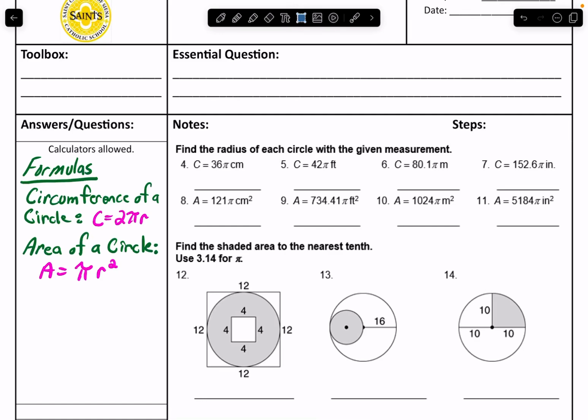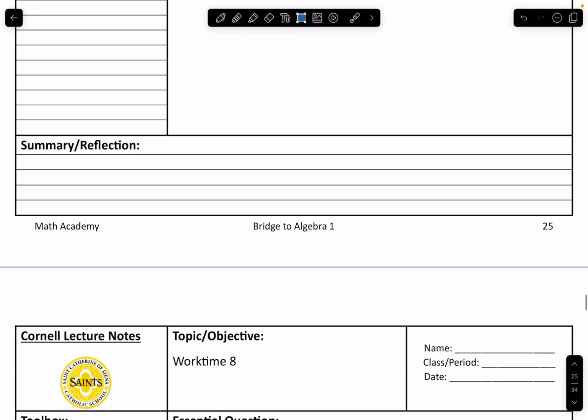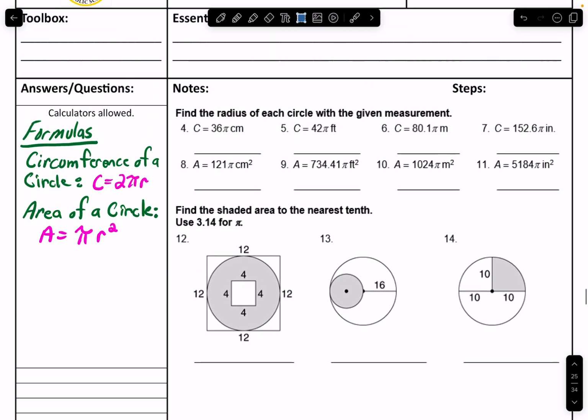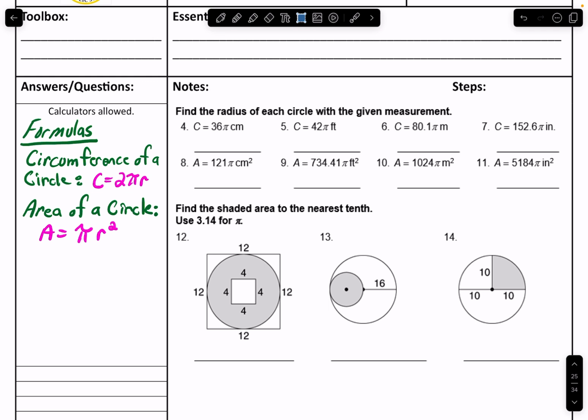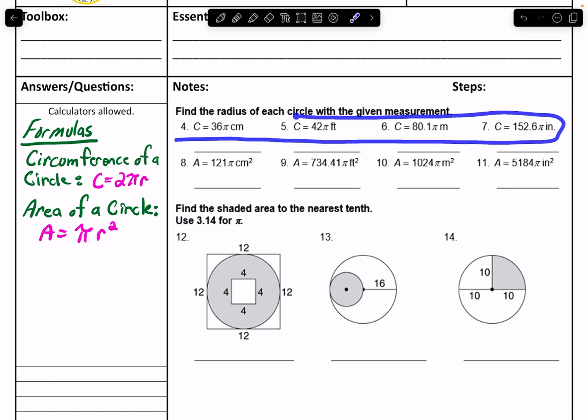Okay, this is Algebra 1, Day 8, page 25. And we're looking at, given circumference and area, we have to find the radius of a circle. So we'll look at this first group here. In the first group, first four problems, we're given the circumference, and we have to find the radius.